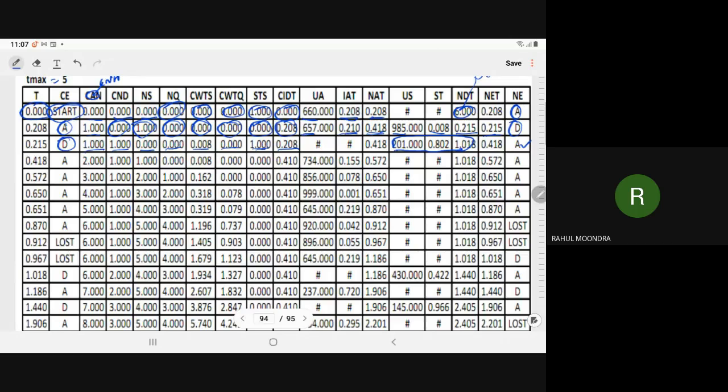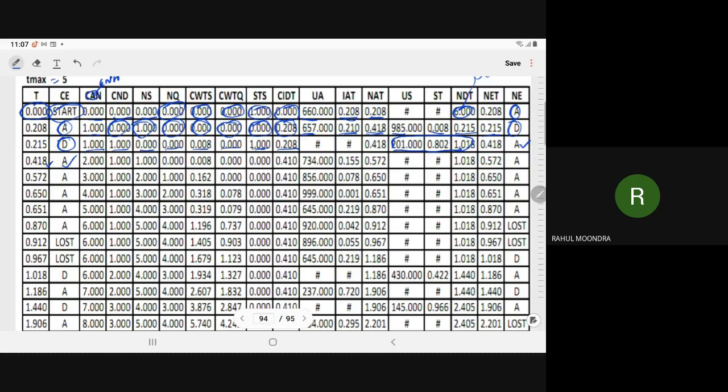When we have this arrival, you can continue. Then, due to the arrival, you have to generate the next arrival time, right? Again the minimum is 0.572. So the next is also arrival, next is also arrival, and again arrival.